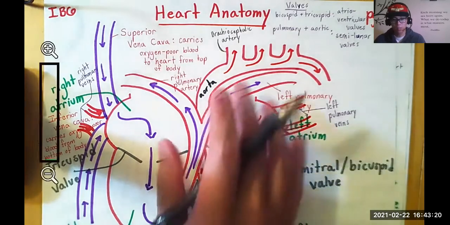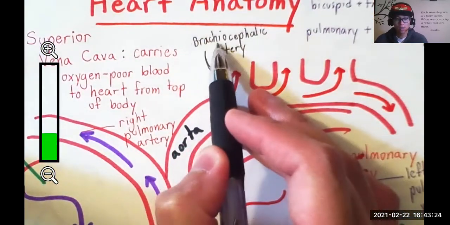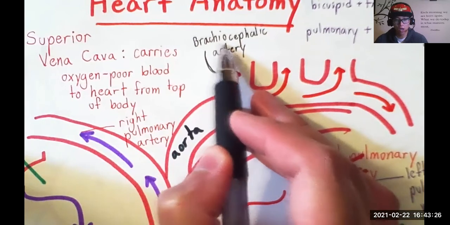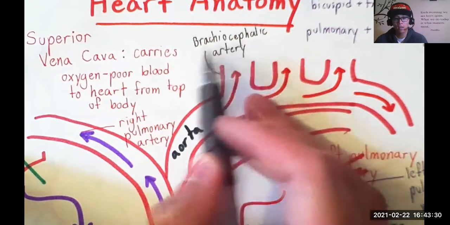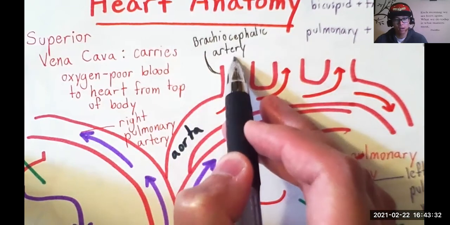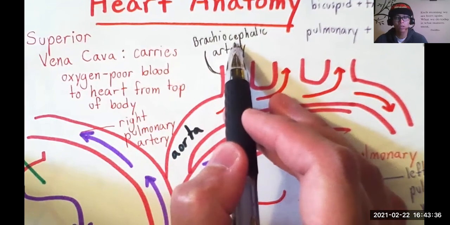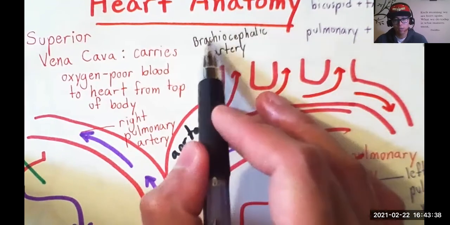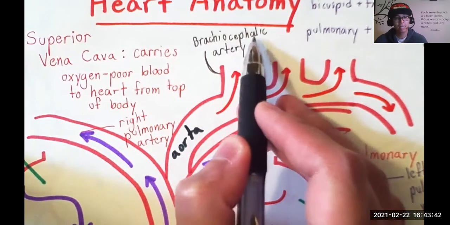Now that's a big word, so I'm going to zoom in so y'all can really see this. B-R-A-C-H-I-O-C-E-P-H-A-L-I-C, brachiocephalic artery. Again, just like with most anatomy, if you break down the word, it's a lot easier to understand. Brachio means arm. Cephalic means head.